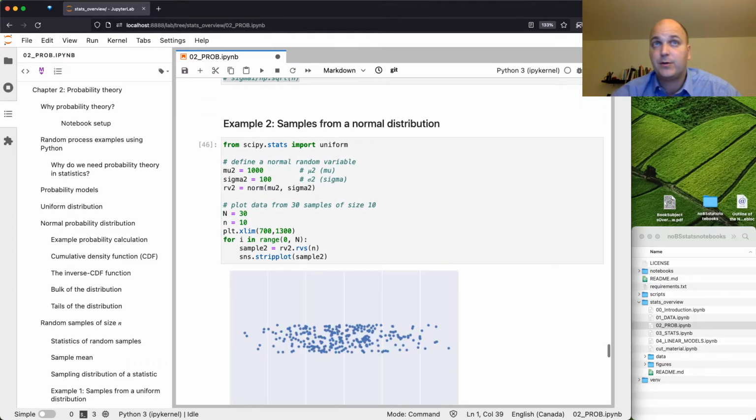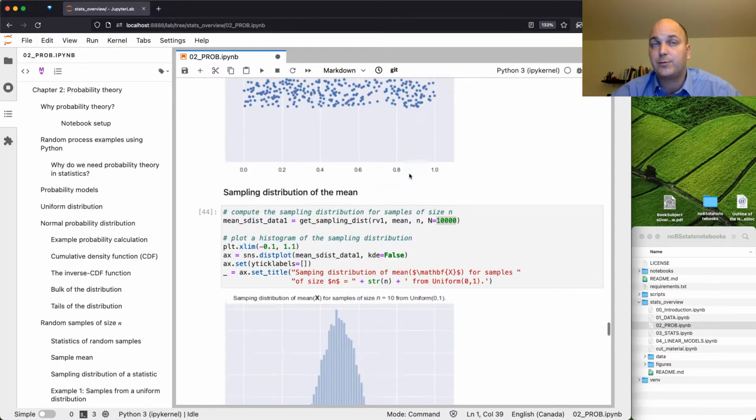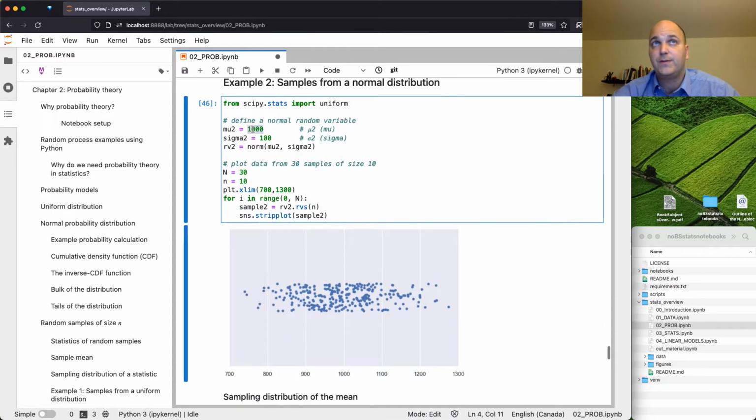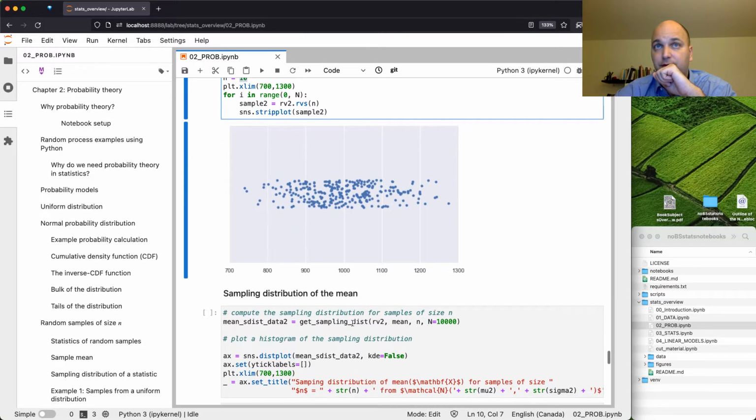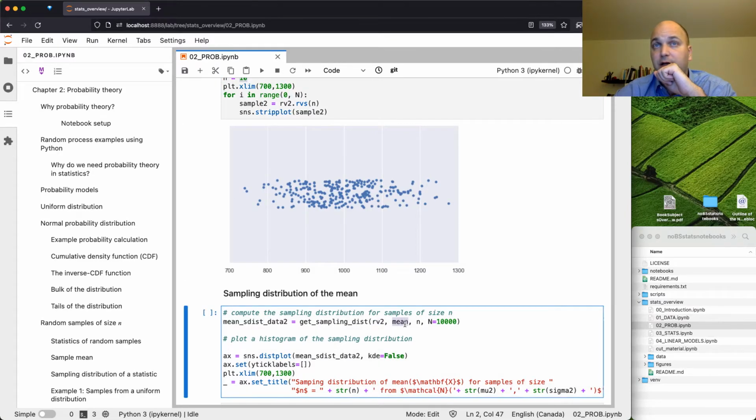What we did here was with the uniform distribution. Now we're doing it with the normal distribution, 1,000 and 100. And you see here they're not uniform. There are more values in the center and fewer towards the tails. So this is, again, 30 samples of 10 values each, of size 10 each. And we have a distribution. That's random variable 2. And we want to find the sampling distribution of the mean. So it's exactly the same function, but now we're feeding it this variable.